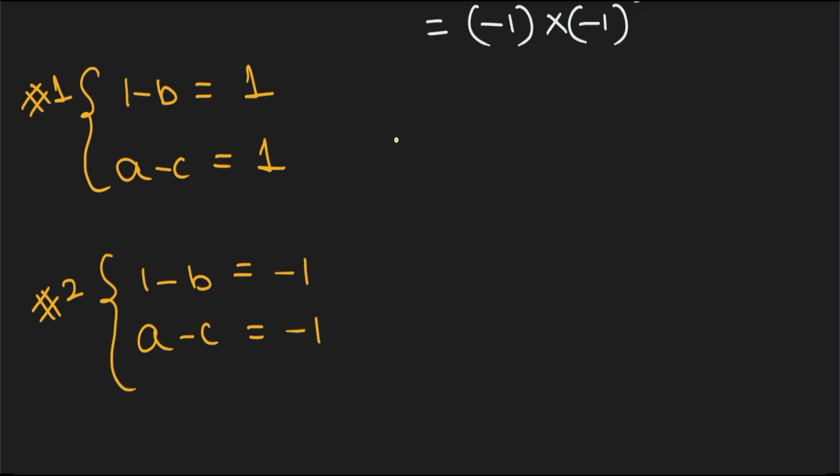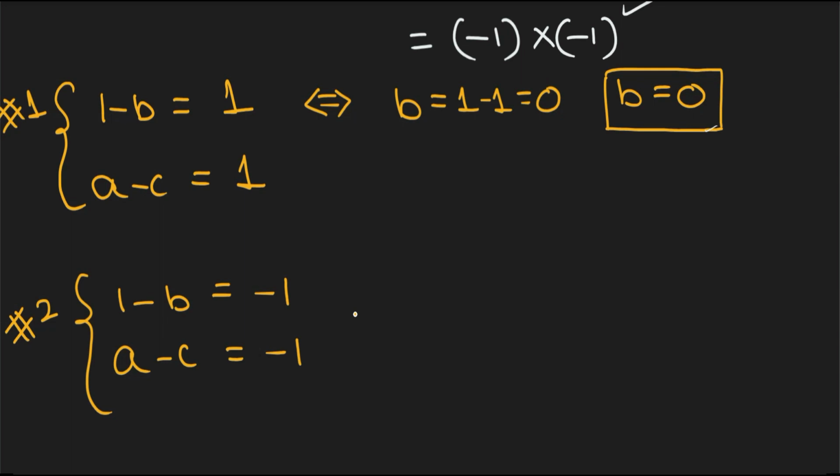From this equation 1 minus B is equal to 1, then we can write this as B equal to 1 minus 1, that is 0. So now the value of B is equal to 0. As we know, the equations given above are AB plus C is equal to 2020 and A plus BC is equal to 2021. Now replace the value of B, that is 0, in this equation.